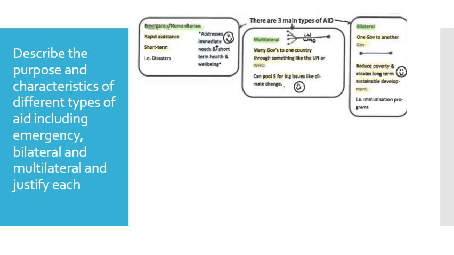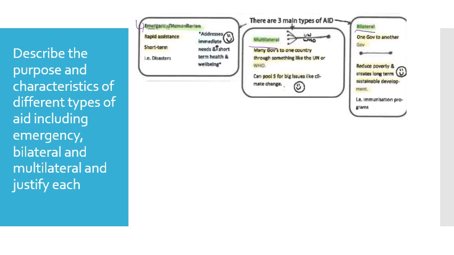So these are the three main types of aid: emergency or humanitarian, multilateral, and bilateral. Okay, and I've got some little diagrams to help you remember this. You need to be able to describe the purpose and the characteristics of this aid, okay, and justify each. Remember, justify gives some evidence as to why it's good, or why it's good in a certain situation.